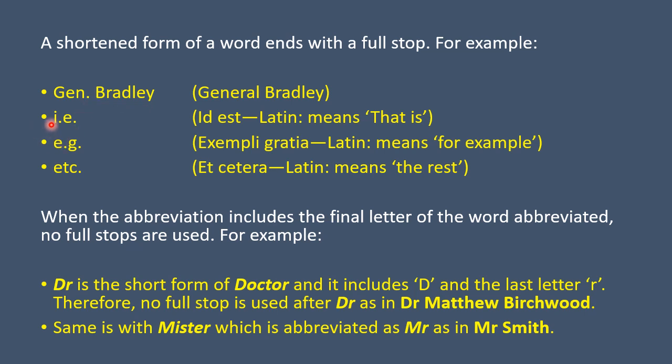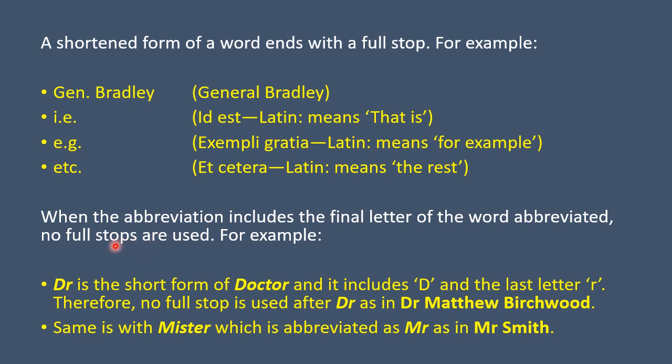The next one is i.e., which is id est, Latin, which means that is. So instead of saying that is, sometimes you use this, but this is how it should be used: i.e. In the same way, exempli gratia, e.g., Latin, means for example, and etc., which is very commonly used in the English language, which means the rest. Now these short forms should be written in this way, with full stops. Sometimes people use them without full stops, which is not the correct form, not the standard form, I would say.